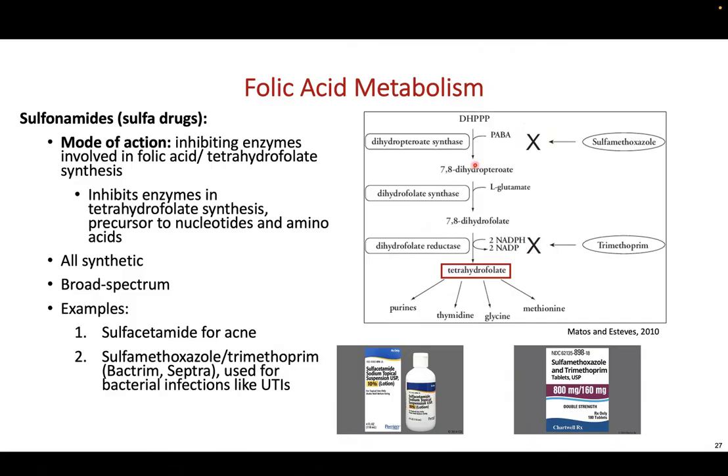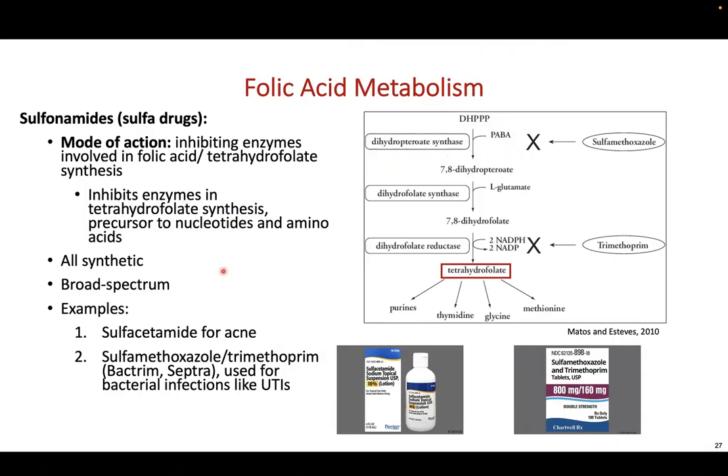And then one of the first classes is the sulfonamides, or sulfur drugs. The mode of action is to inhibit enzymes involved in folic acid synthesis. So as you can see from here, it is basically inhibiting the activities of PABA, basically inhibiting the activities of this enzyme, which is dihydropteroate synthase.